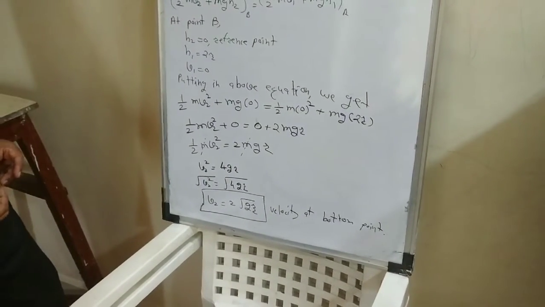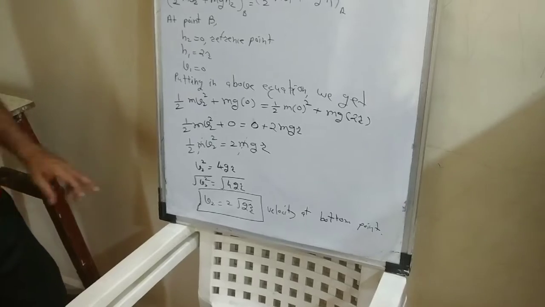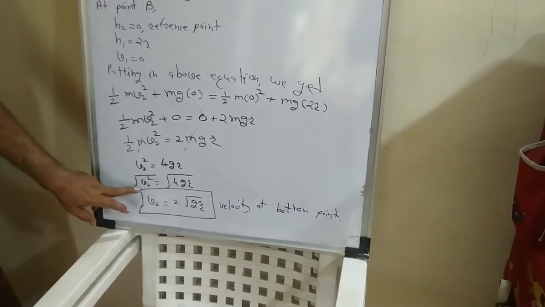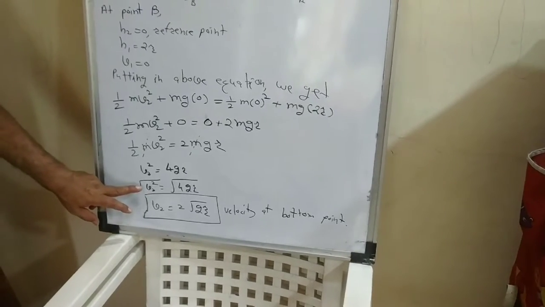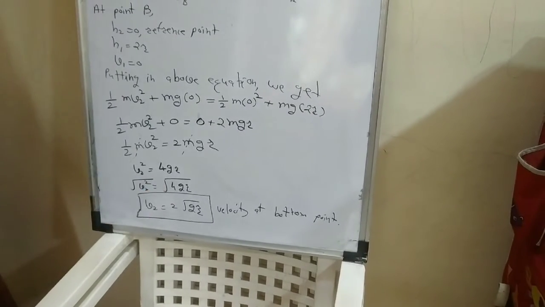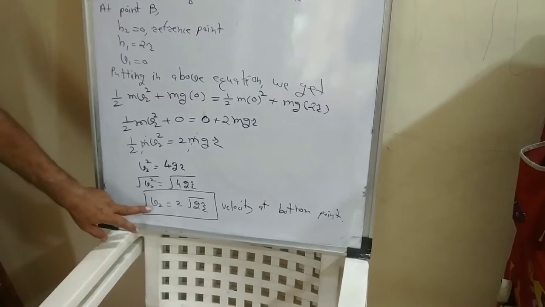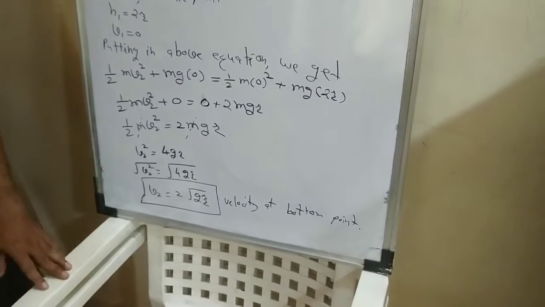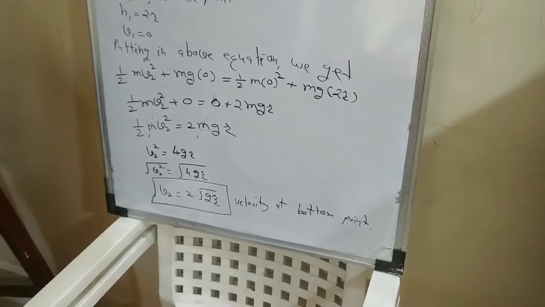Our aim is to find the expression for velocity, that means V2. So take roots of both sides. So we get under root V2 square is equal to under root 4gr. Perfect square will come outside. So V2 is equal to 2 under root gr. This is our required answer, that means the velocity at the bottom point.